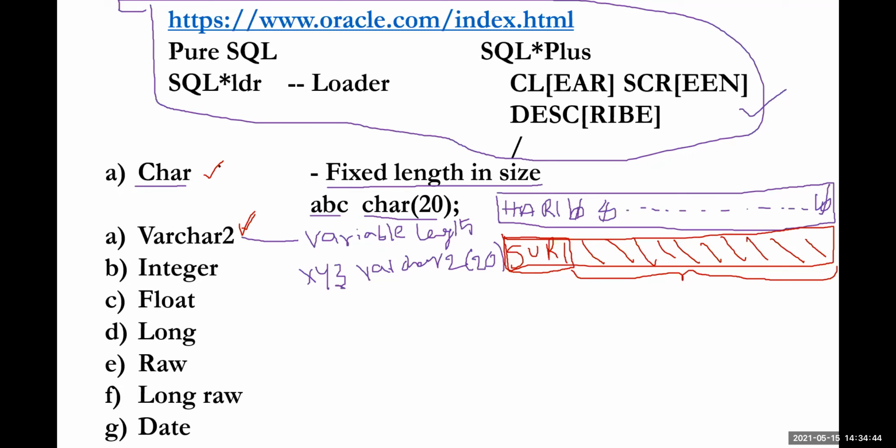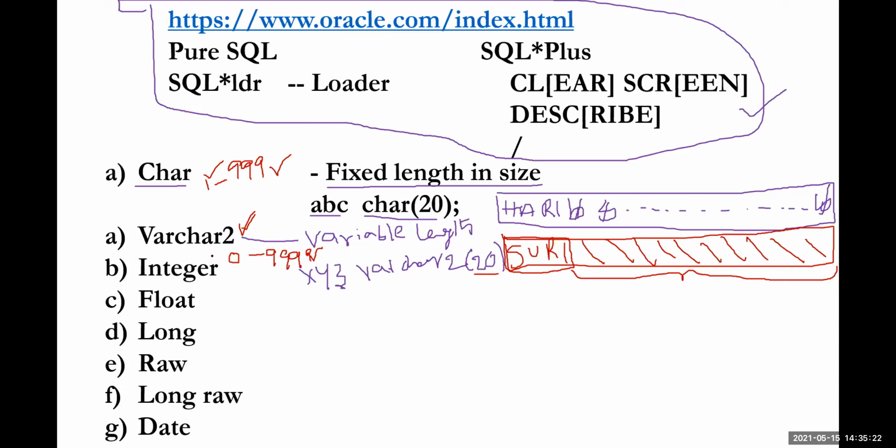The maximum length of character is 999, so 1 to 999 can be taken. Instead of 20, we can place 1, 9, 100, 200, up to 999. For varchar2, it is up to 9,999. Instead of 20, you can place anything. The size of varchar2 is very large compared to character, and character is fixed length, fixed size in storage. That is the basic difference.